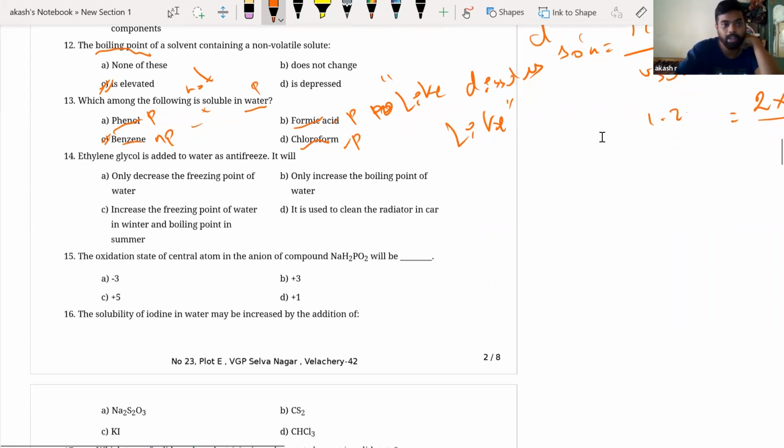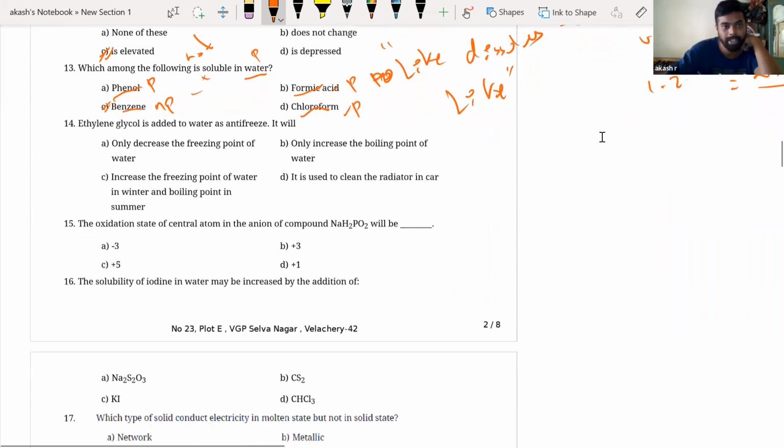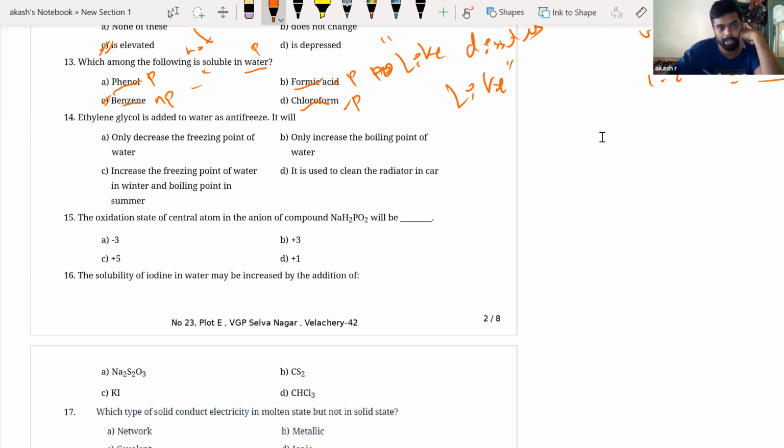Next, ethylene glycol is added to water as antifreeze. Now we know what is going to happen. It is going to decrease the freezing point. That's it. It only decreases the freezing point of water.